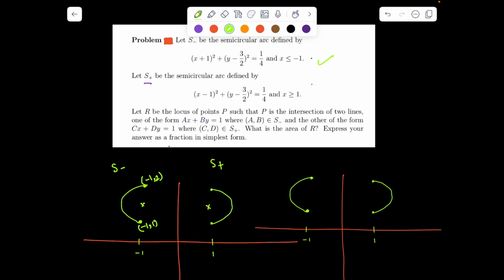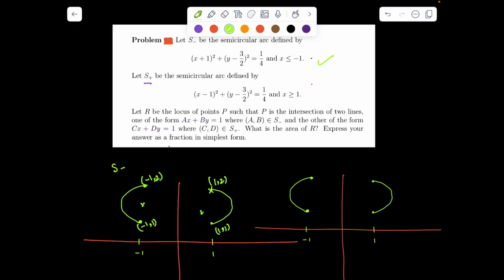Now S plus is this semicircular arc, and again the center is (1, 3/2), as you can see. So the x coordinate is 1 and the y coordinate is 3/2. And the maximum height, since the radius is half, is going to be (1, 2) by symmetry, and (1, 1). Okay, I've drawn a lot of diagram so that we can get the feel of the problem. So I hope this is clear, right?